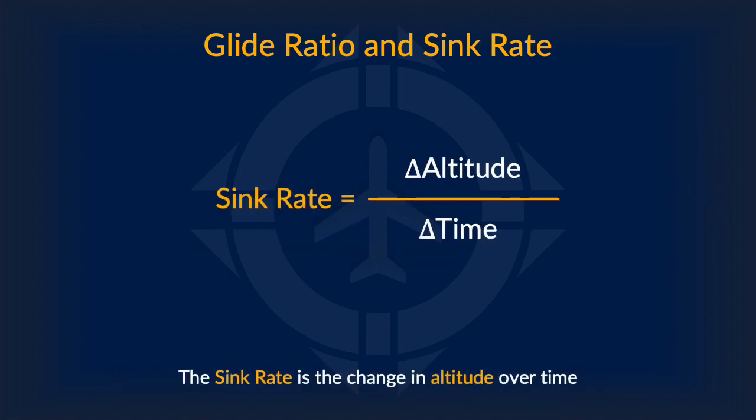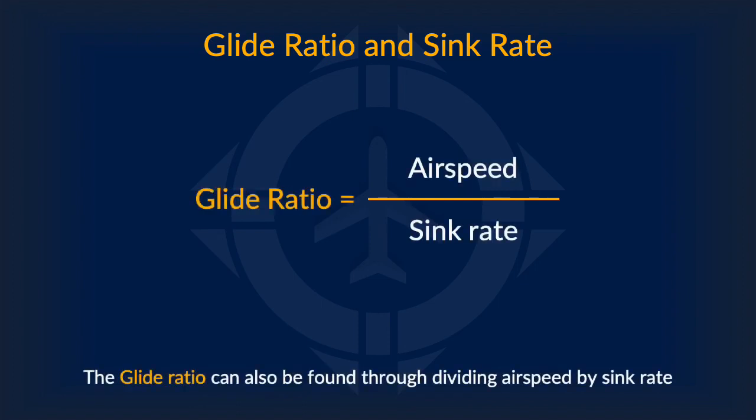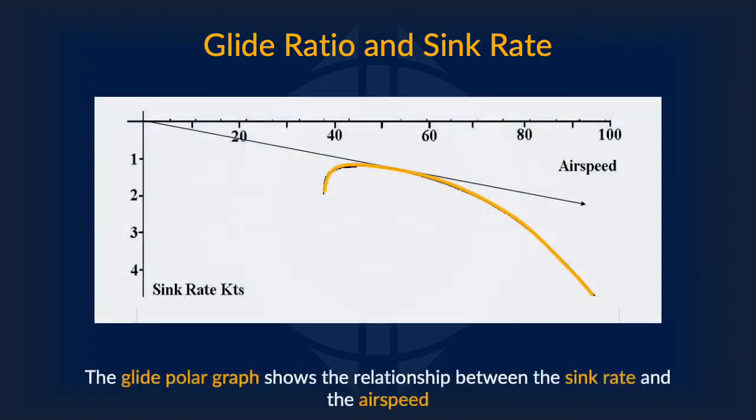On the other hand, sink rate is the change of altitude over time. A high sink rate means your altitude is changing very quickly, while a low one means your altitude is changing slowly. You can also get glide ratio by dividing airspeed by the sink rate. This is interesting as you can figure out the minimum and most efficient flying speed given information about the sink rate, which is marked with orange here. This is a glide polar graph, which shows the relationship between the sink rate and the airspeed.